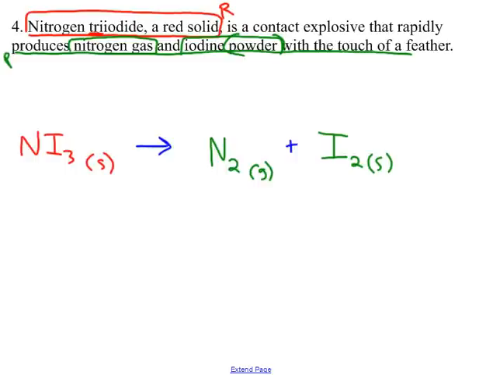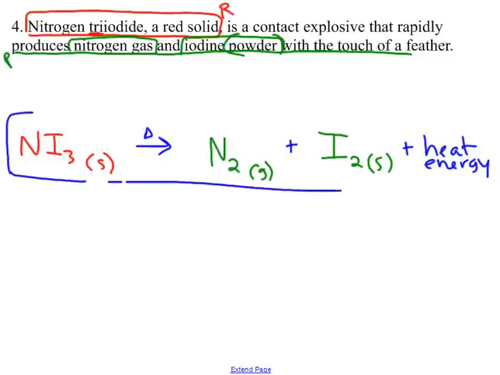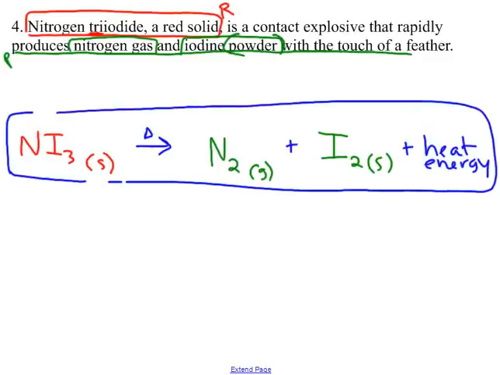And definitely heat was released, so I'm going to indicate that here. Plus heat energy. But in order for this to happen, we had to indicate a tiny little trigger of friction energy, which I'm going to indicate with a delta sign to show that a little bit of heat in the form of friction had to be applied in order for this reaction to move forward. It doesn't take much, as you saw.